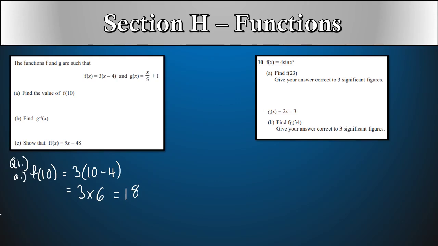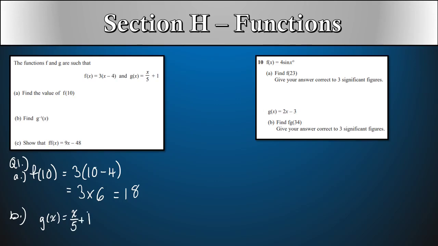Part B, testing whether you know how to find the inverse of a function. At GCSE, the functions that you will typically work out and the inverse of them are quite nice and easy. At A-level, you come across some trickier ones, but at GCSE, hopefully you should find it quite nice and easy. So first, let's just write the function out. So g of x is x over 5 plus 1.